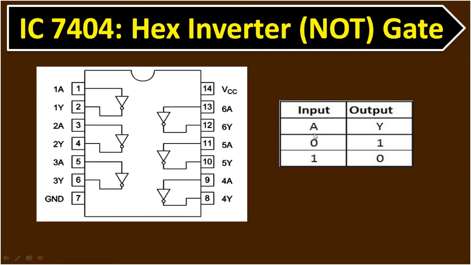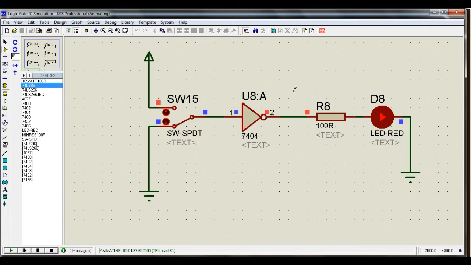Now as we know, the inverter simply complements the input to its output. If the input is 0, the output should be 1, if the input is 1, the output should be 0. Now let us see the practical simulation of the 7404 hex inverter IC. So here is the NOT gate, the IC number you can see here is 7404, and initially the input is connected to ground, that is 0, and the output is 1. If I change the state of the input to 1, then the output will be 0. So here you can see. Okay, so it's a very simple operation.